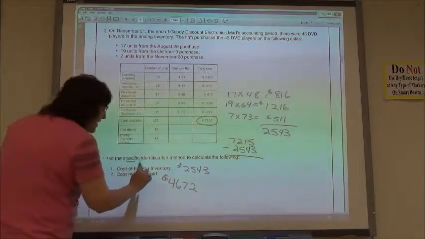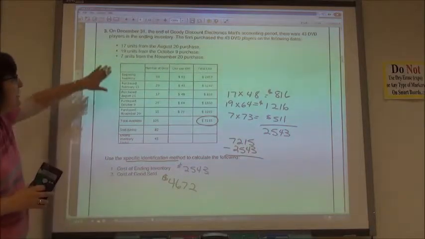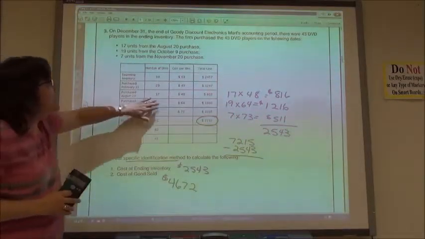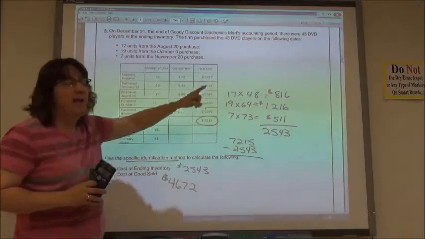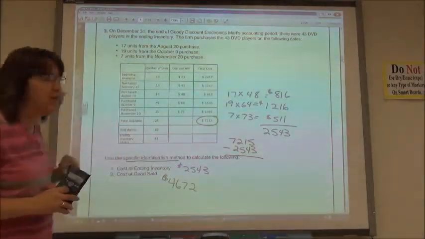So, specific identification method. I'm picking out exactly which items I have left so I know their exact cost and I can find out what the value of my inventory is.